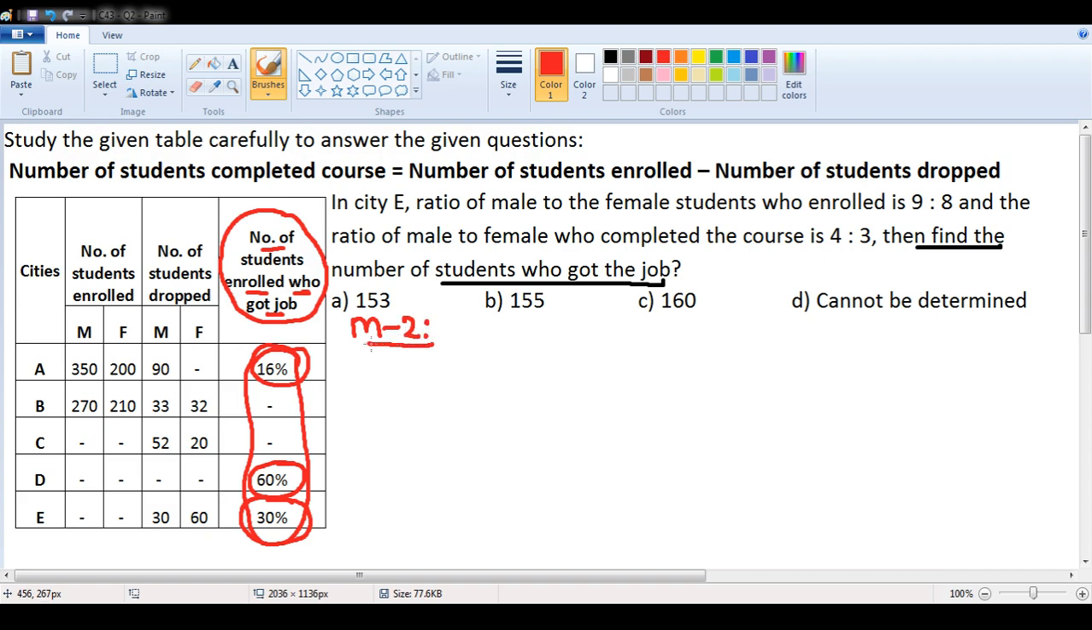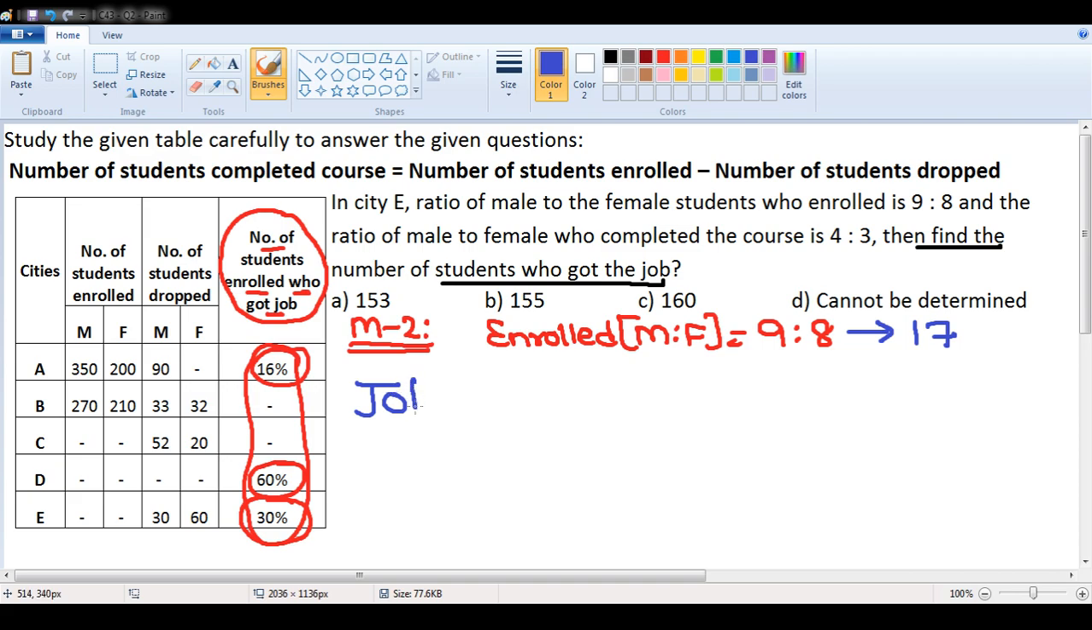Method 2. Now they are saying in the question that the ratio of male and female who enrolled is given as 9:8. That means according to the ratio, totally 9 plus 8, 17 people have enrolled, right? According to the ratio, 17 people have enrolled.